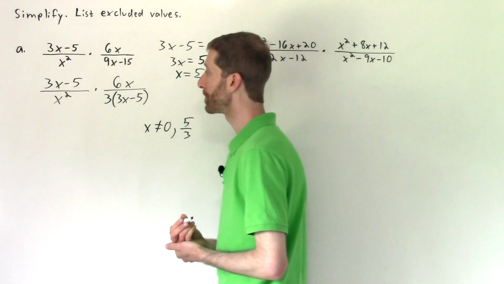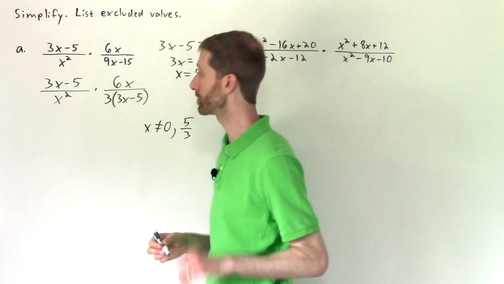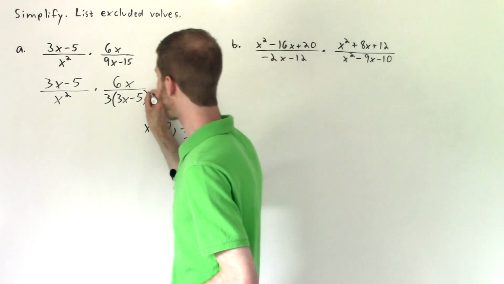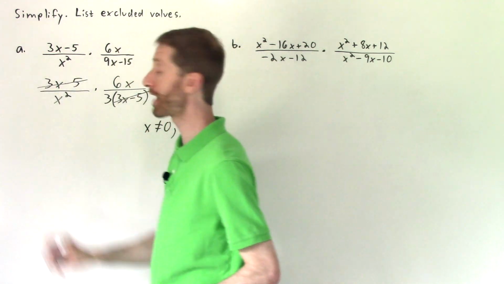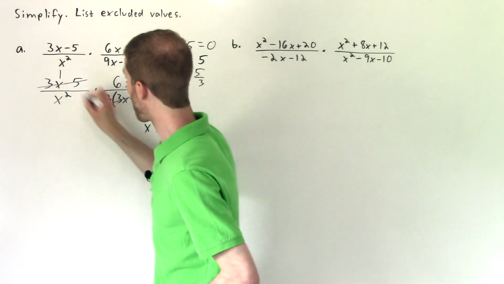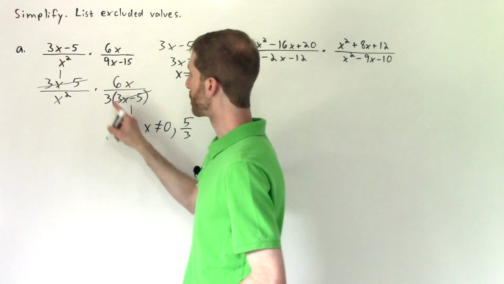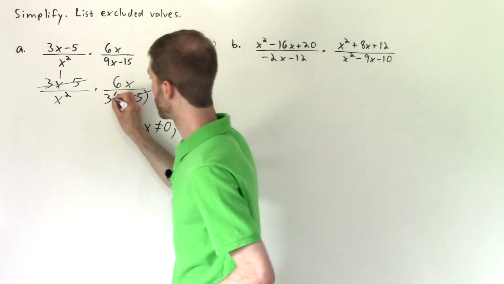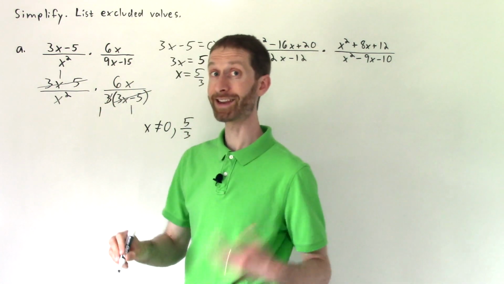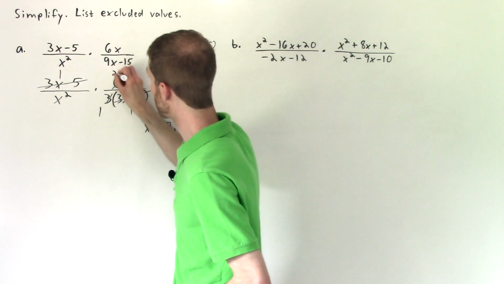Now from here, I'm going to divide out common factors. 3x minus 5, that entire expression and this entire expression divide out to give us 1. So that's 1 and this is now 1. The 3 and the 6 will divide out. 3 goes into itself once and into 6 2 times.